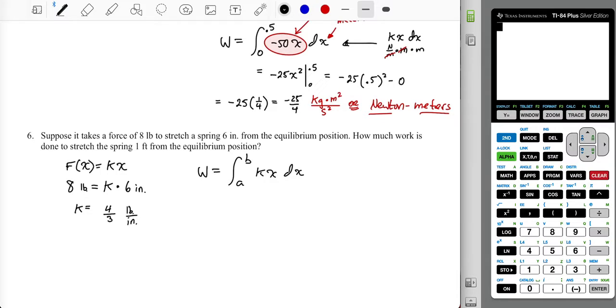How much work is done to stretch the spring 1 foot? So inches to feet: that's going to be 12 inches. From equilibrium, so 0 to 12. It did say from the equilibrium position, so we don't want to confuse ourselves and think we've already stretched it 6 inches and it's just the additional 6 inches. No, it's the whole shebang. So k is 4/3 pounds per inch, and that's 12 inches, and the linear distance is going to be dx inches.